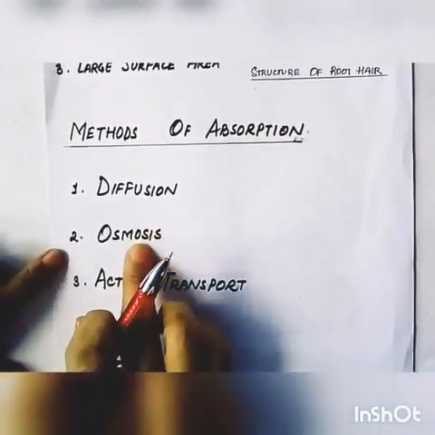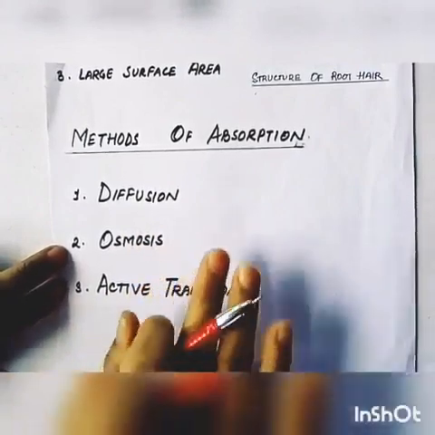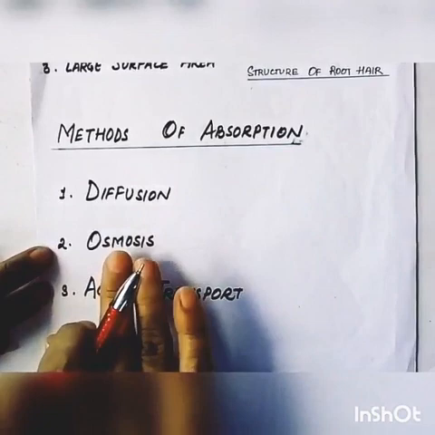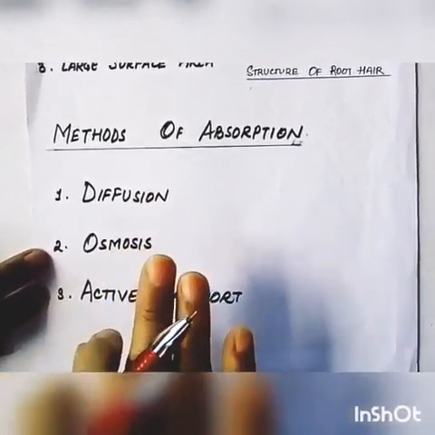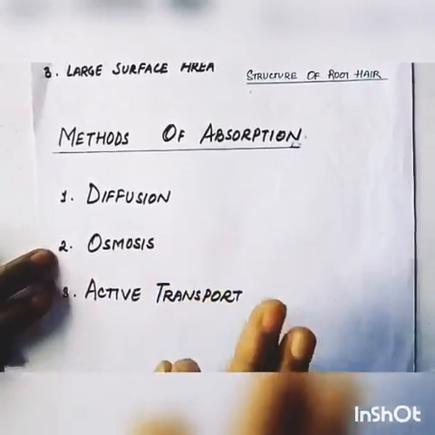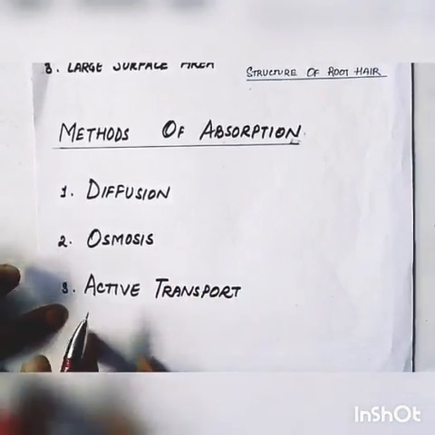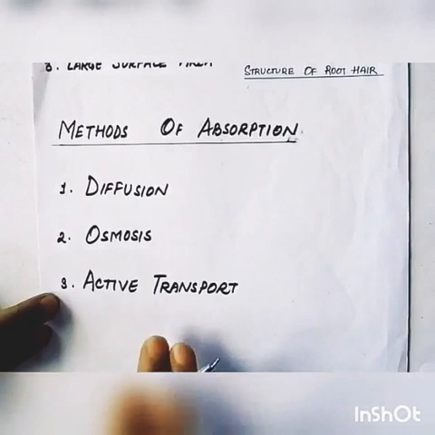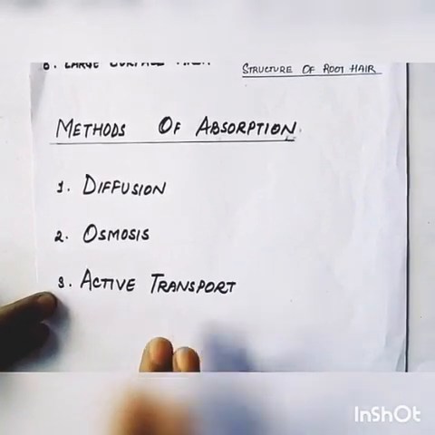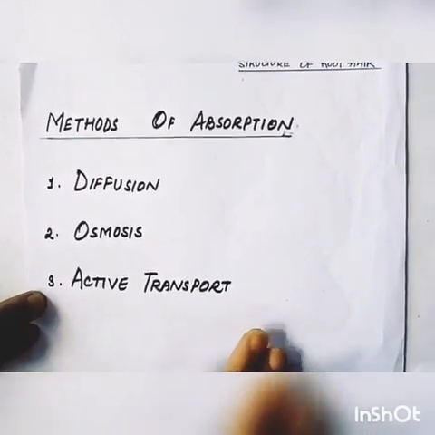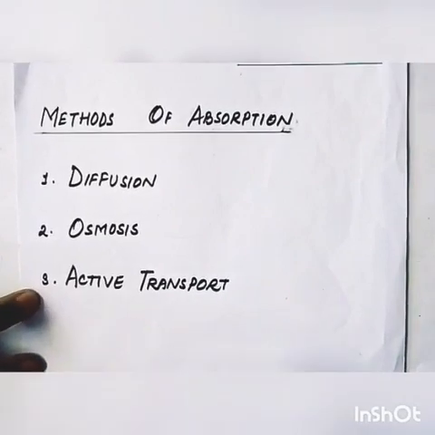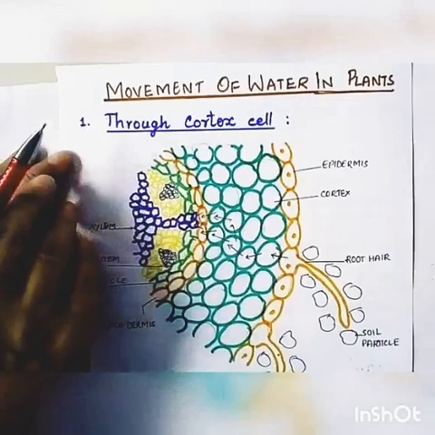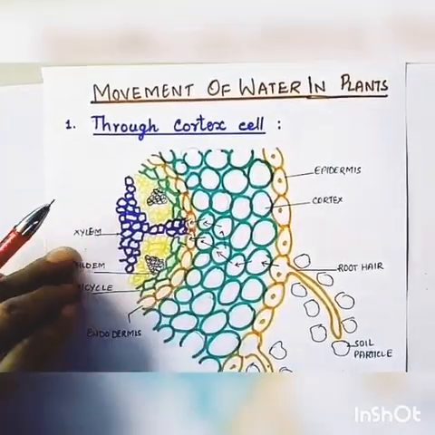Now the second method by which water is absorbed, which we have discussed already, is the process of osmosis. Osmosis is the movement of water molecules from higher concentration to lower concentration through a semi-permeable membrane. And the third method is active transport. Here the movement of minerals from lower concentration to higher concentration by the expenditure of energy is known as active transport. Now, movement of water in plants.